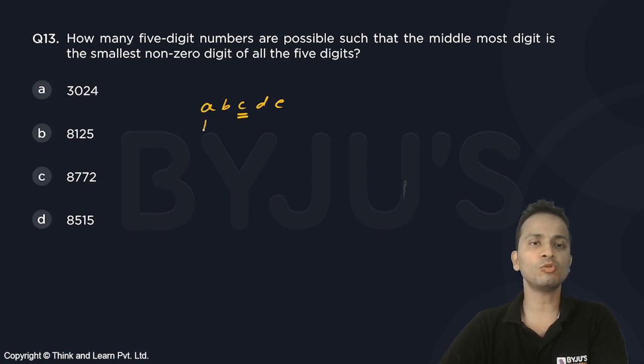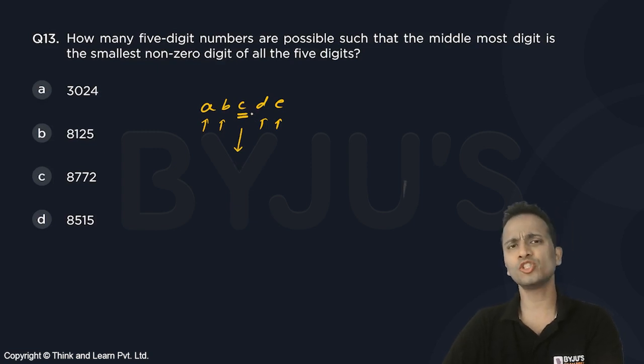It will be smaller than the other four. So if I talk about A, B, D, and E, the repetition can happen here, but none of these digits will be the same as C. Also, C should be the smallest of all these digits. So we'll make different possibilities. Since C is the smallest, C cannot be equal to 9 because there is no other digit bigger than 9. So the maximum value that C can take will be 8.